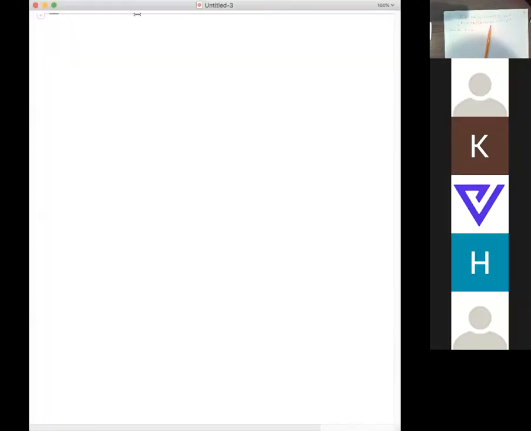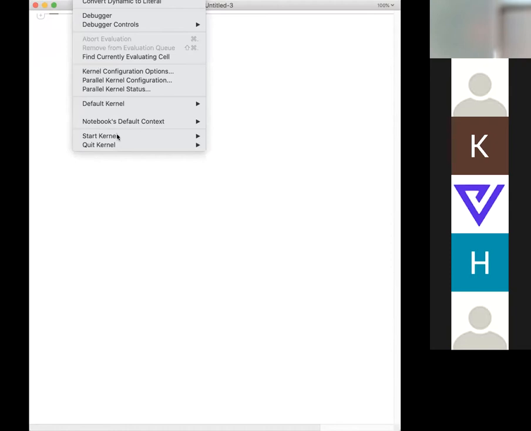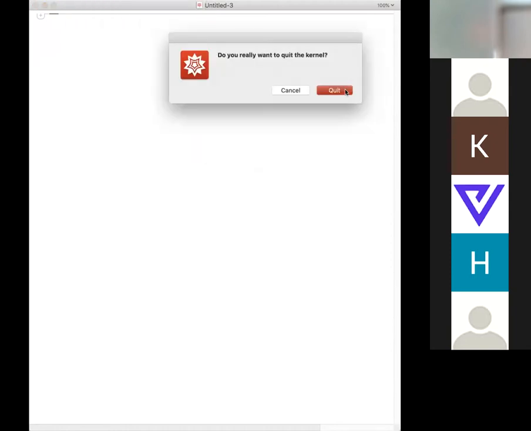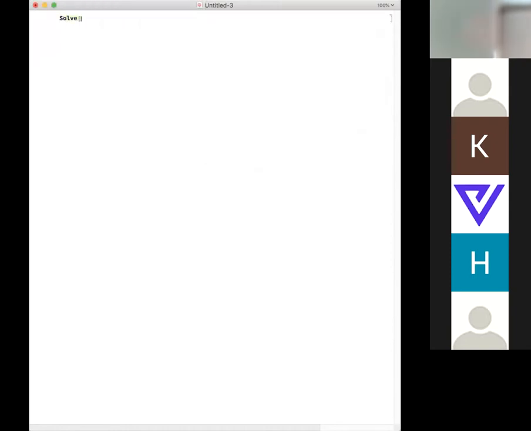So I'm hoping we can all see Mathematica here. Let me try to see if I can get this to work. What are we trying to do? We're trying to solve two equations and two unknowns, and let's just see if we can get Mathematica to help us.